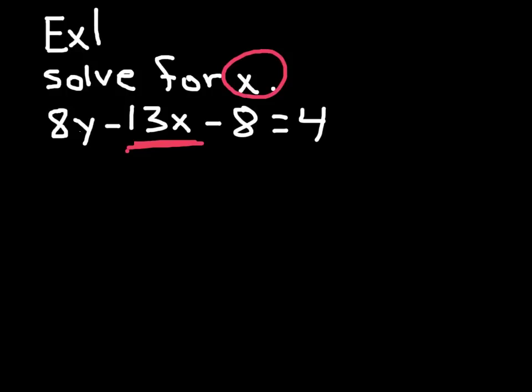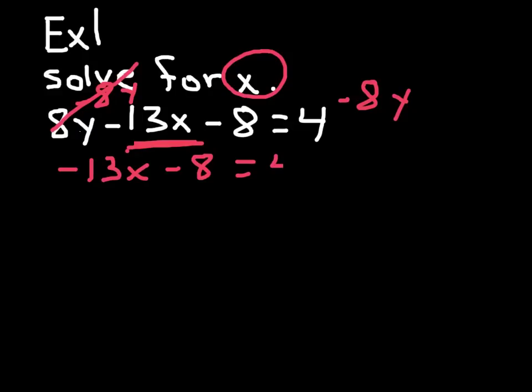So what I need to do here is get rid of the 8y and get rid of the minus 8. How can I do that? Well, remember, when you get rid of something, you actually pick on it. So what could I add or subtract to 8y to get rid of it? Well, I could subtract 8y. But then I have to do that over here, don't I? So my 8y's cancel. I have negative 13x minus 8 left on the left side equals 4 minus 8y. Now I almost have the minus 13x by itself. I've got to get rid of that minus 8 yet. So what could I add or subtract to a negative 8 to cancel it? Well, add 8.